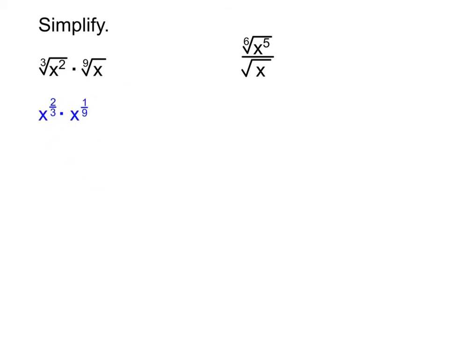So step one, I just change it from radical form into exponential form. Why? Because at least now I know what I'm supposed to do with those two exponents. Because when I multiply the variables, what do I do with the exponents?